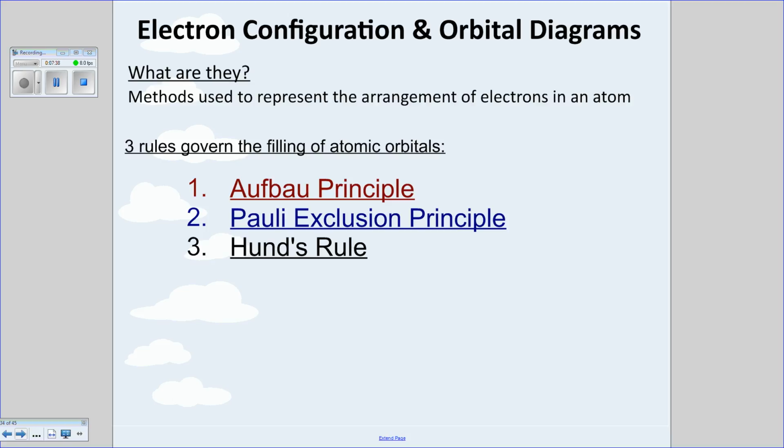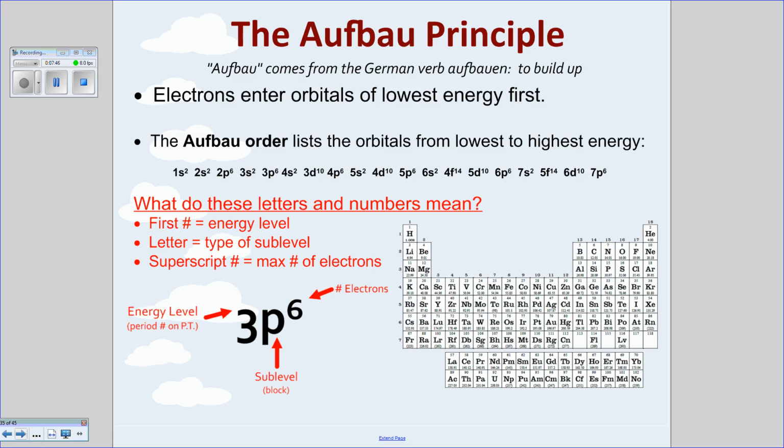And we have 3 rules when we're doing this: the Aufbau principle, the Pauli exclusion principle, and Hund's rule. We're going to talk about each of these individually. The Aufbau principle. Aufbau comes from the German verb aufbauen, which means to build up, which is going to directly correlate to what the rule means.